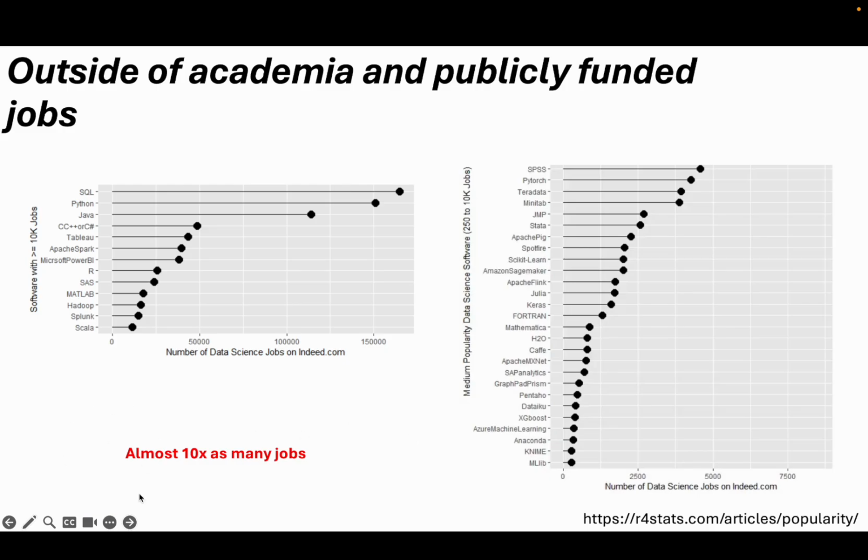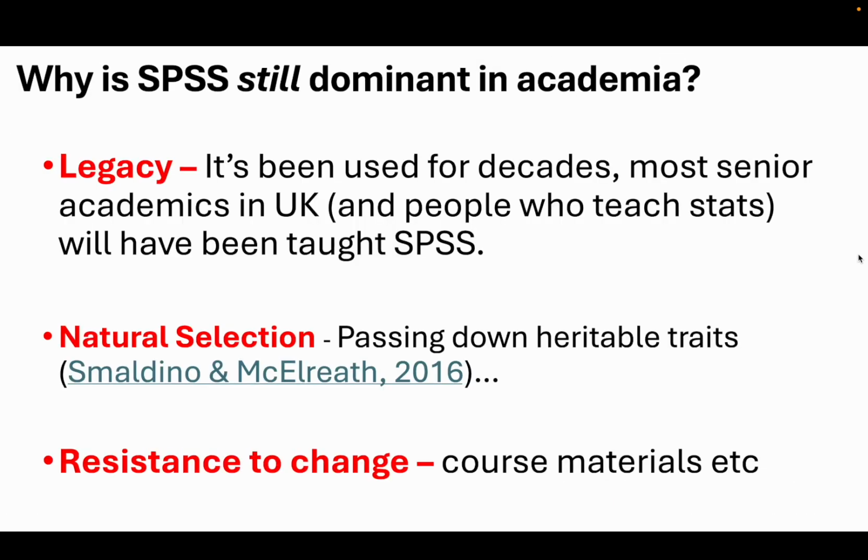There's almost 10 times as many jobs in the public and private sector that use things like R and Python, which are text-based languages, compared to SPSS, which is this user interface. But why is SPSS still so dominant in academia then, given what are the shifts in what employers want?